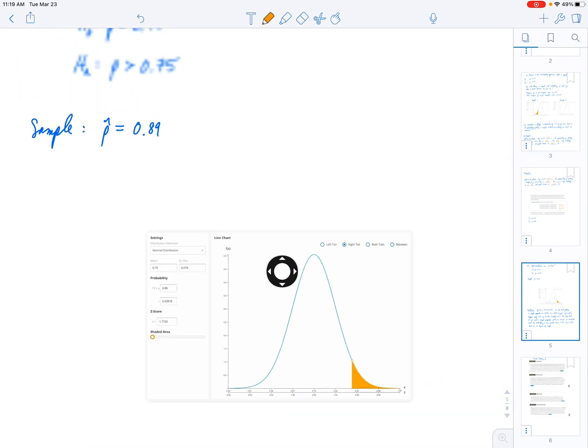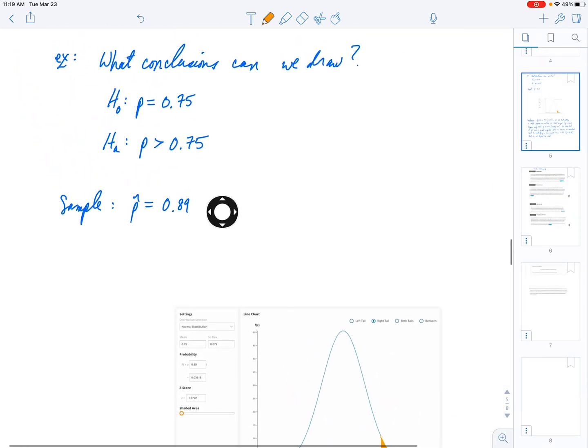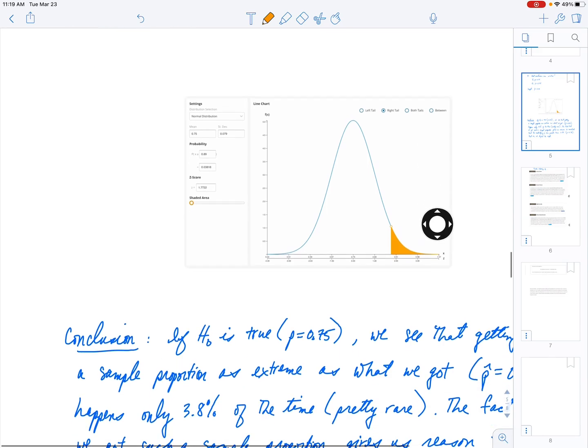That's pretty rare. In other words, I got a pretty rare value for a sample statistic or a sample proportion. And that makes me think my underlying assumption was not true. It makes me think this is true, that the underlying population proportion was greater than 0.75.